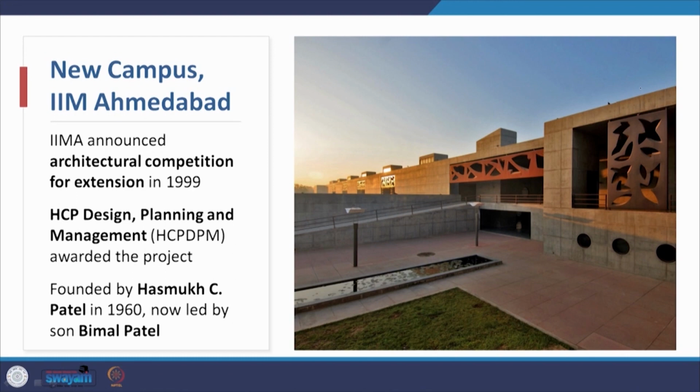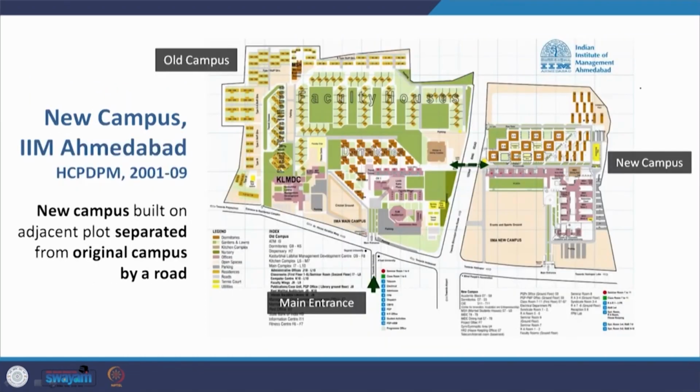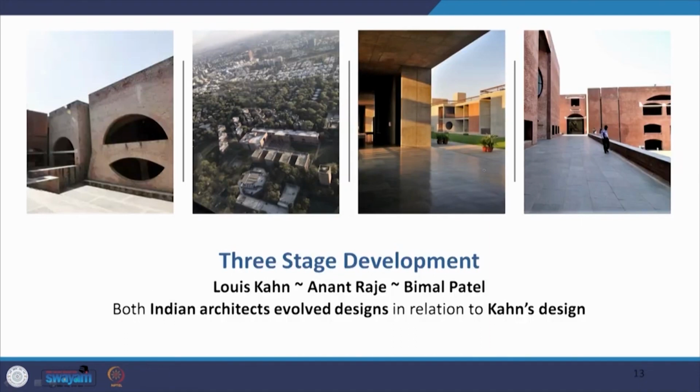HCPDPM is the firm behind the upcoming new parliament building and the entire new arrangement and design of the Central Vista in Delhi. Now the new campus, this is the new campus, the old campus, and they are both connected by an underpass here. Now the three-stage development, there is the main campus, and this is the institutional area. You find the library, the theatres, the faculty wing, and these are the dormitories behind it from the aerial view. These are the dorms done by Anant Raje, and somewhere here is the MDC which you see here, and then on the other side is the design done by Bimal Patel.